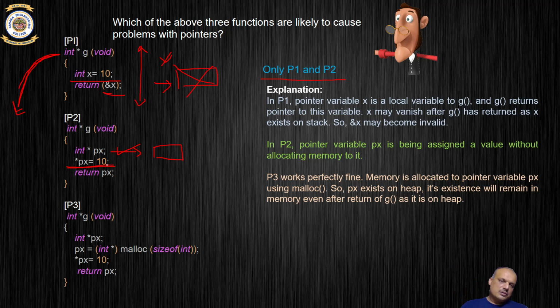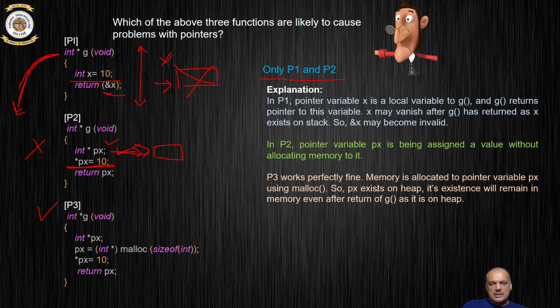So you are using a pointer without initializing it. It has been declared, but it has not been initialized. It is not pointing anywhere, and I'm asking you to store the value 10 in the address that it points to, and it is not pointing. So this is going to create a problem for you. It's not a valid thing.